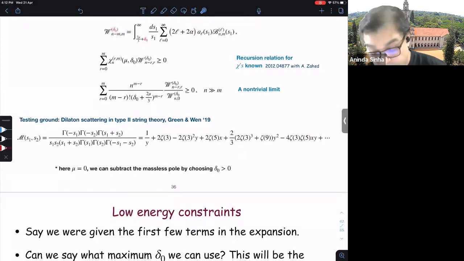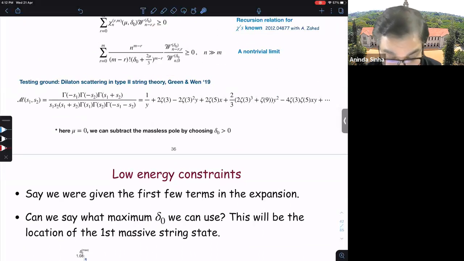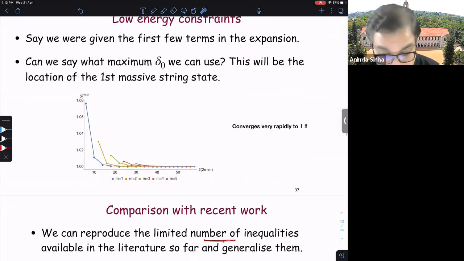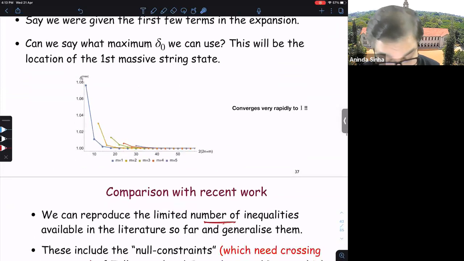So of course, we know the answer from beforehand. We know that the first massive string state is going to be, in my language, at S1 equal to 1. But just by looking at this low energy effective expansion, do we know where the first massive string state is? In fact, you can use these inequalities, which follow from the crossing symmetric dispersion relation, and you see that very quickly, within a few derivative orders, it converges to the right answer. So in fact, at leading order itself, it is a very close agreement. It gives you a value of 1.08, where the known answer is 1. So that's just a very quick display of where one can use these crossing symmetric constraints.